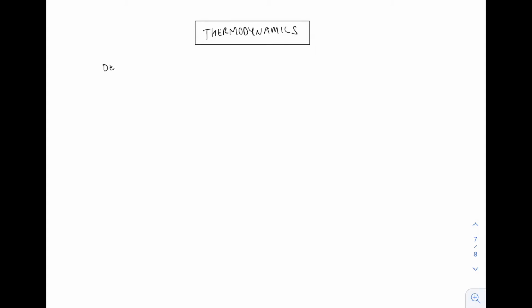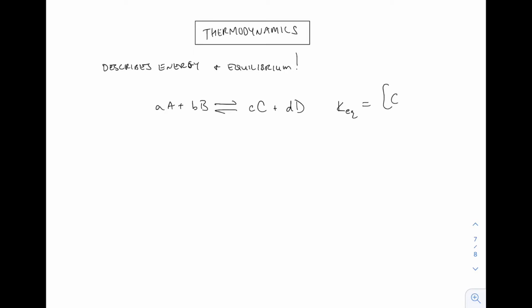All right, so for thermodynamics, we're just going to go over a few things real quick. Again, this is stuff we should already know from general chemistry, but let's remind ourselves. So, thermodynamics describes energy as well as equilibrium. Remember, Keq is equal to the concentration of the products over the reactants, and if there's a coefficient, you put the concentration of C to the power of whatever that coefficient is.